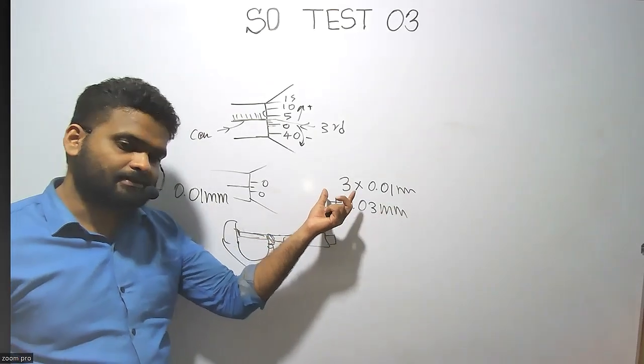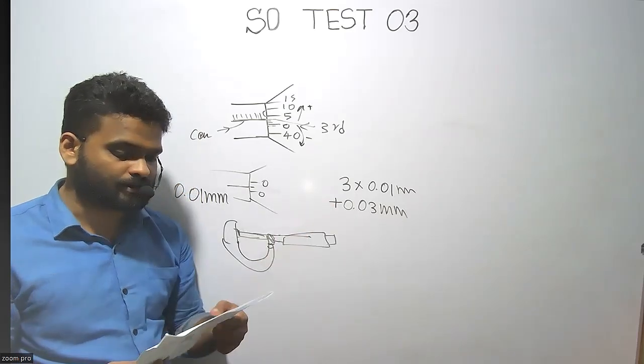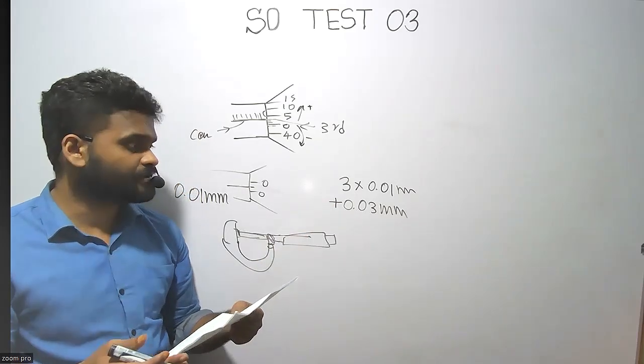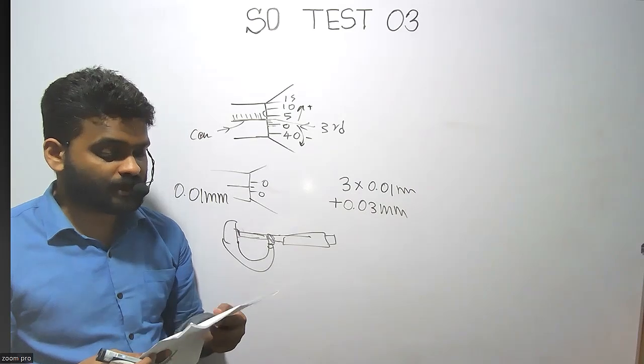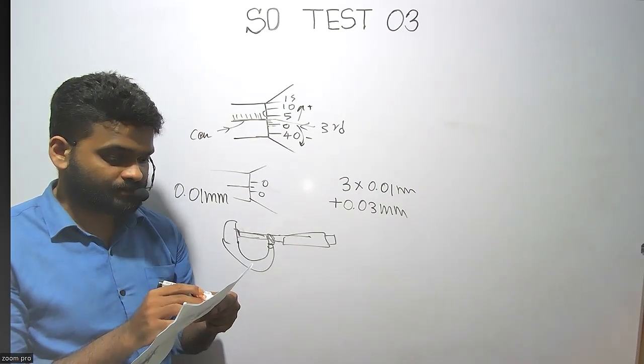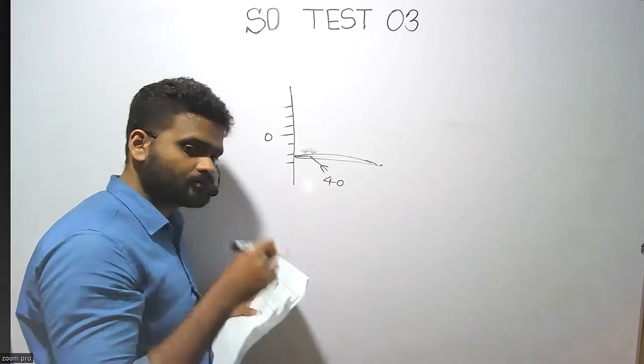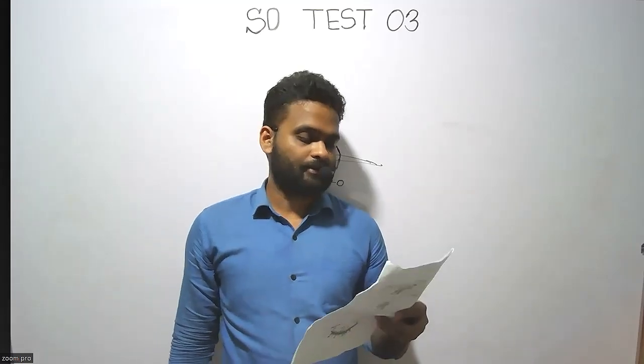So if the 0 error is positive, correction should be negative, meaning you have to subtract that amount, right? So the answer should be the second one there. Then we have a spherometer, 15th question.